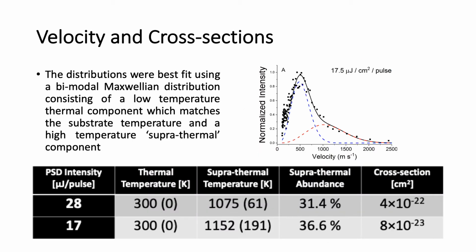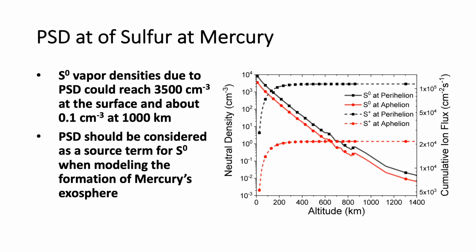By integrating over this curve, we can then determine what is the cross-section for desorption of a sulfur neutral. And we can see here that these cross-sections are on the order of 10 to the minus 22 centimeters squared. Then, using those measured cross-sections, we can estimate what are the neutral densities of sulfur above the surface of Mercury.